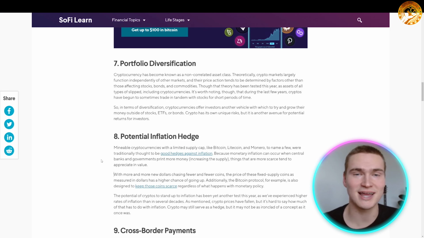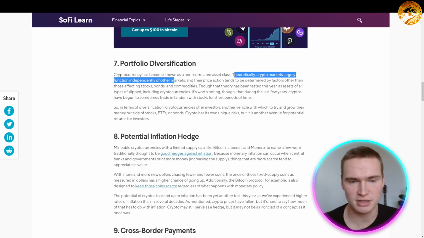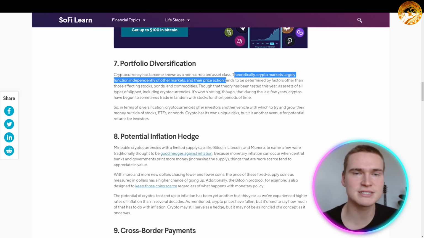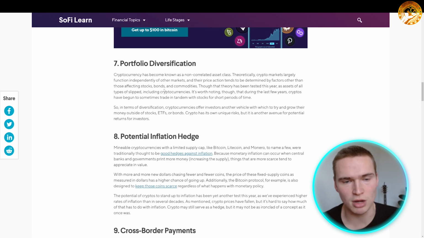Okay, now let's actually get into three of the main benefits, the most important benefits, I think, of holding a crypto portfolio. And the first one is portfolio diversification. Cryptocurrency has become known as a non-correlated asset class. So theoretically, crypto markets function independently of other markets, and their price action tends to be determined by other factors than those that affect stocks, bonds, or commodities.